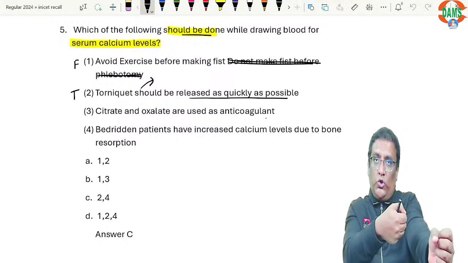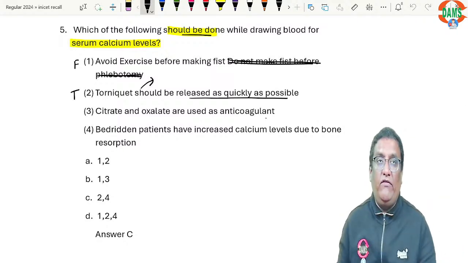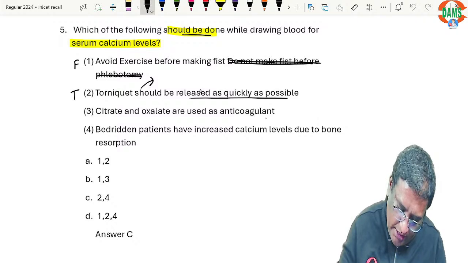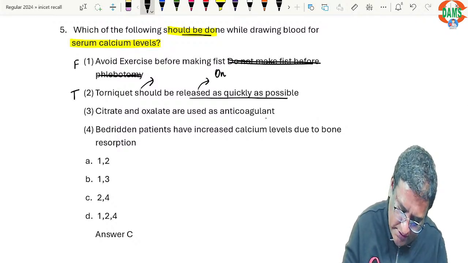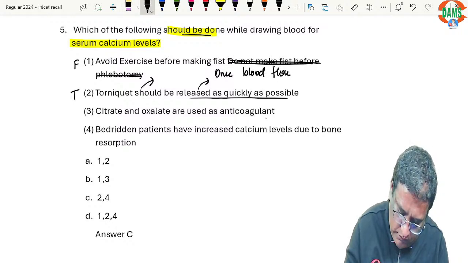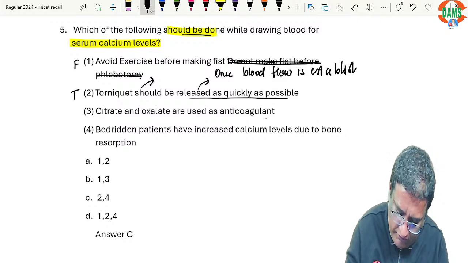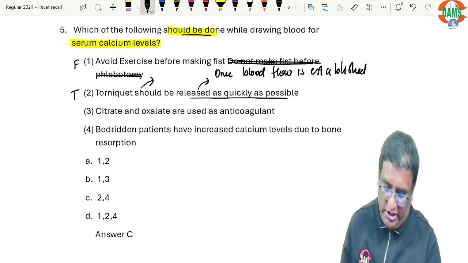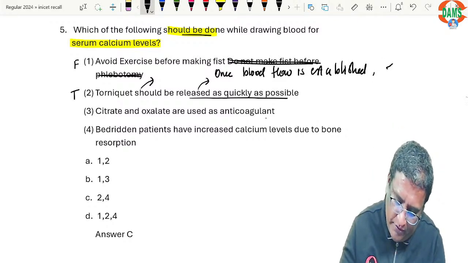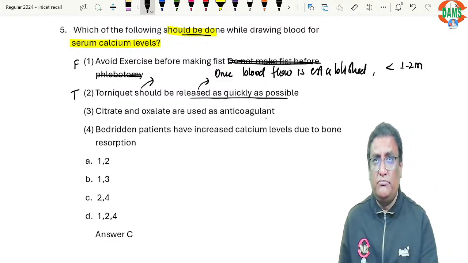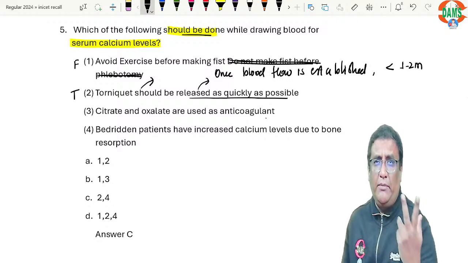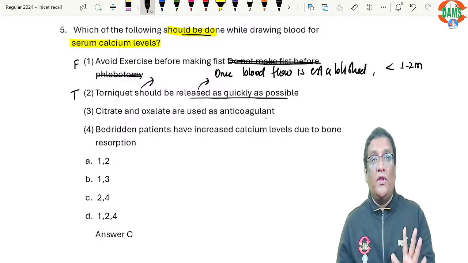Once the blood flows, release the tourniquet. Very, very important: when to release the tourniquet? Release should be once blood flow is established. This can be a question asked. Once the blood flow is established, you have to release the tourniquet, and it should be preferably within 1 to 2 minutes. Maximum is 2 minutes. Some books mention 2 minutes, but some books mention only 1 minute.